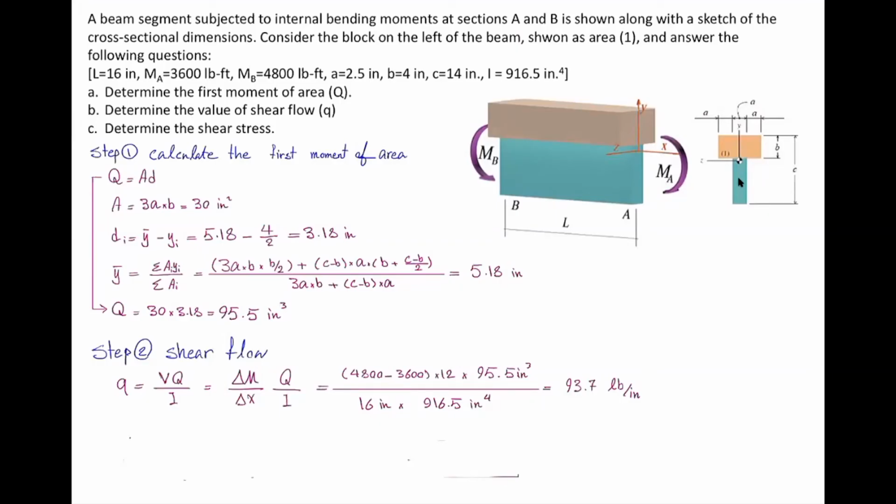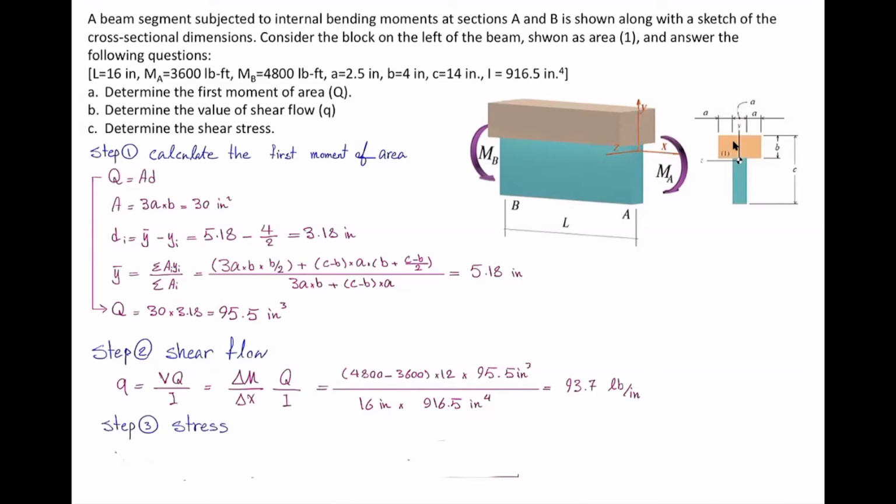Now, the shear force that has to be transferred is 93.7 pound over inch. And that makes sense because look at this block, the tan block on top. It is 3 times larger than the previous block that we separated before. That means that in this case, the shear flow is also going to be 3 times larger. Okay, now we get to the last part.